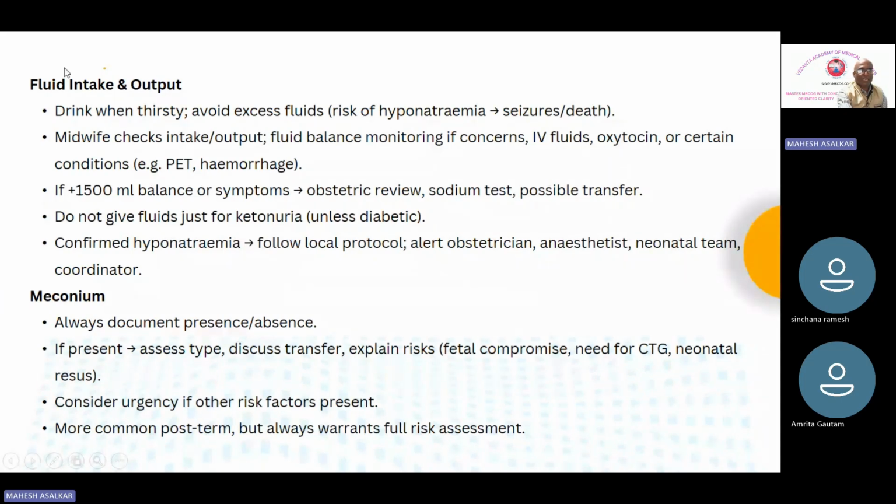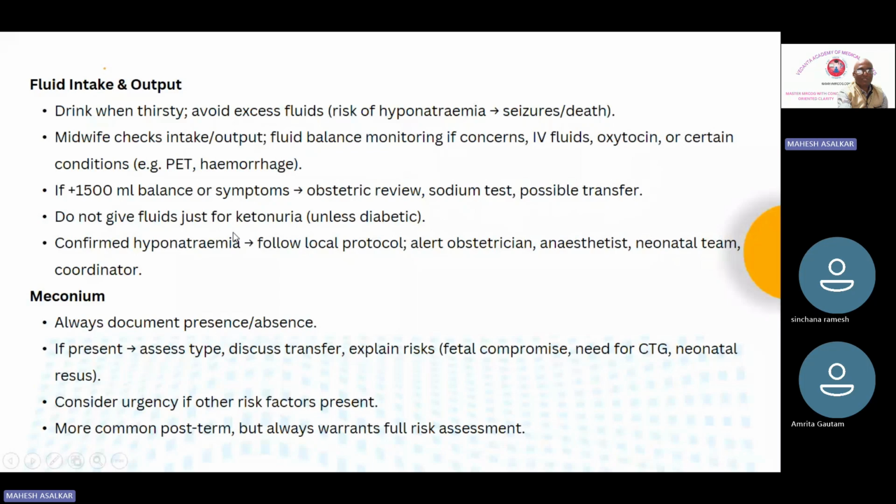Yeah, here they can ask you about hyponatremia. Okay, so we will cover this. She can drink when she is thirsty, avoid excess fluids. There is a risk of hyponatremia that may lead to seizures and death. Okay, the midwife will check intake and output and fluid balance, with monitoring if there are concerns: IV fluids, oxytocin, or certain conditions like preeclampsia or hemorrhage, etc. If a 1,500 plus balance is there or symptoms, then obstetric review or sodium test and possible transfer may be required.